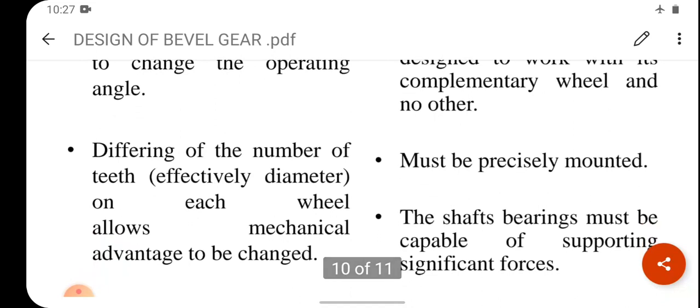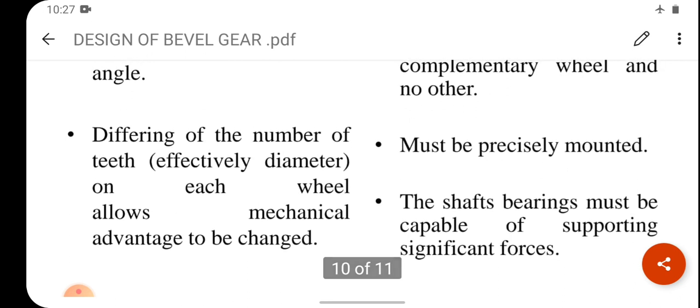Another advantage: differing the number of teeth, or effectively the diameter on each wheel, allows mechanical advantage to be changed. Clear? If we take a smaller diameter wheel and a larger gear tooth, then we can obtain mechanical advantage. Mechanical advantage means giving less input and taking more output. So this is known as mechanical advantage. So differing the number of teeth, or effectively the diameter of the gear on each wheel, allows mechanical advantage to be changed.